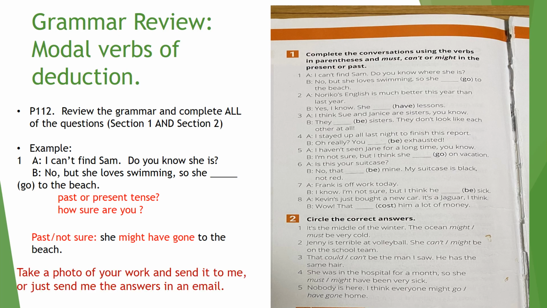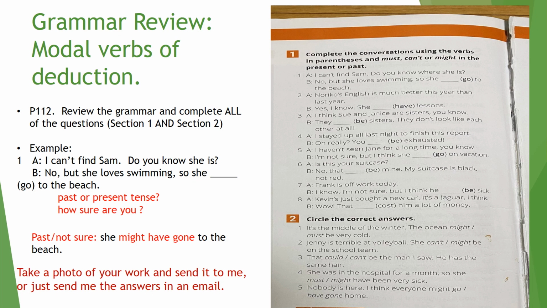Okay, so this is your first task, everybody. You have to complete all of these questions. Part 1 and part 2. Part 2, circle the correct answers. So look at part 2, number 1. It's the middle of the winter. The ocean, and you have two options there. You can use might or you can use must.